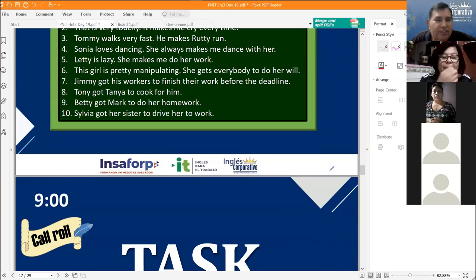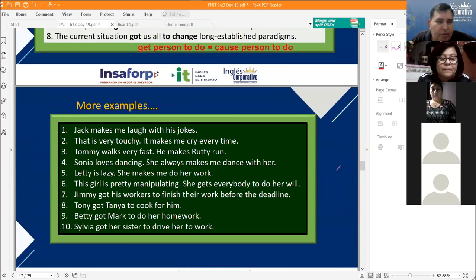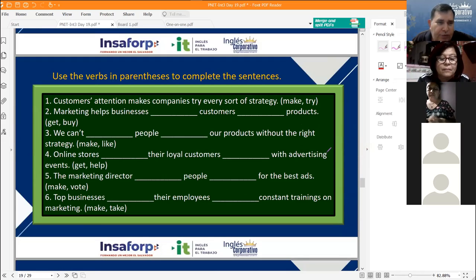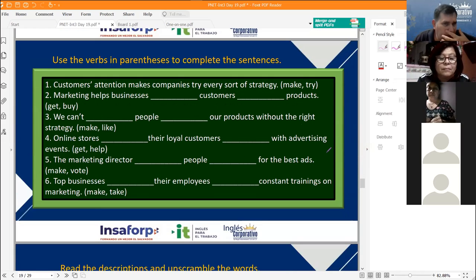All right, now the exercises. These are some of the elements, okay? The exercise four is here. She says, customers' attention makes companies try every sort of strategy. Get by. Marketing helps business. What?